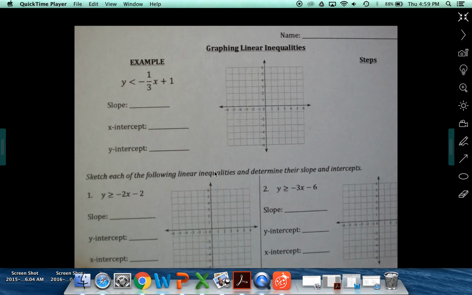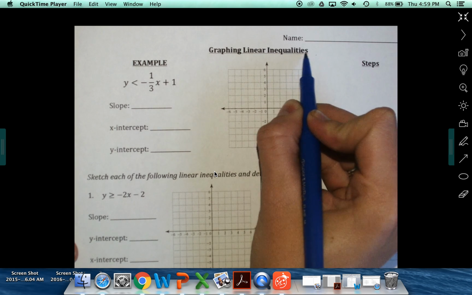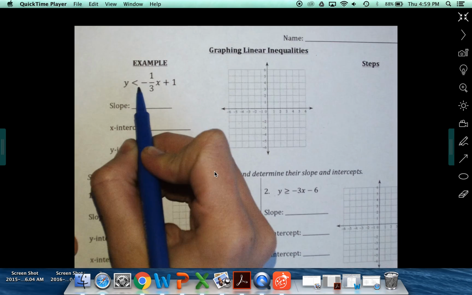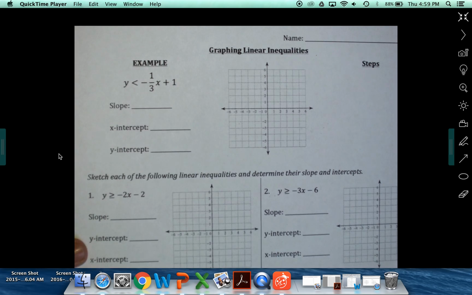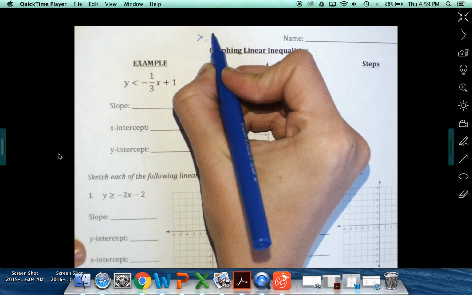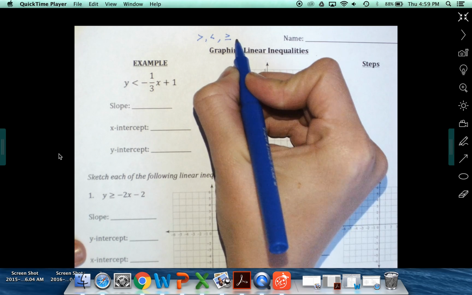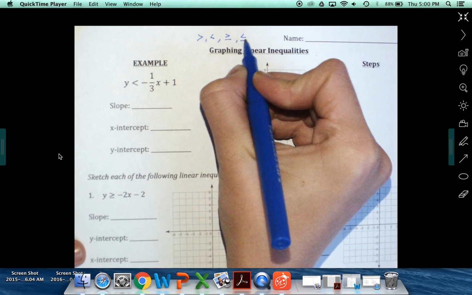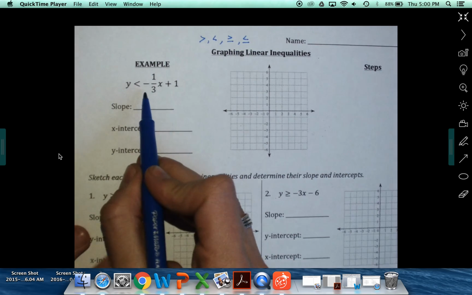So we've looked a lot at linear equations, but now we're looking at something new, and it's linear inequalities. Okay, so we have worked with these symbols before, right? There are four of them. You can have a greater than, a less than, greater than or equal to, and a less than or equal to. Okay, so four different types, and now we're graphing these.